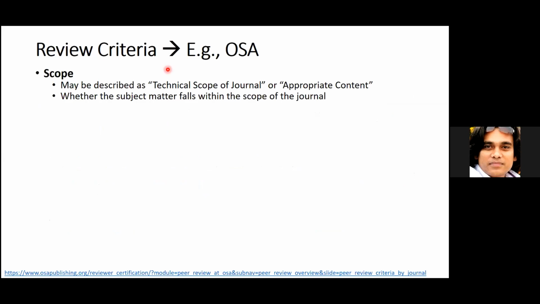Review criteria. For OSA, the scope is important. It may be described as the technical scope of a journal or appropriate content, and whether the subject matter falls within the scope of the journal. So authors, when you submit, look at the journal's scope and see whether your work is a good fit for that journal. Otherwise, it will take time. They will not find appropriate reviewers, and it can be rejected instantly. Number two is that you can search whether there are papers with titles similar to yours, so that you can argue that this journal published similar papers, so my work is similar, so I can submit here.